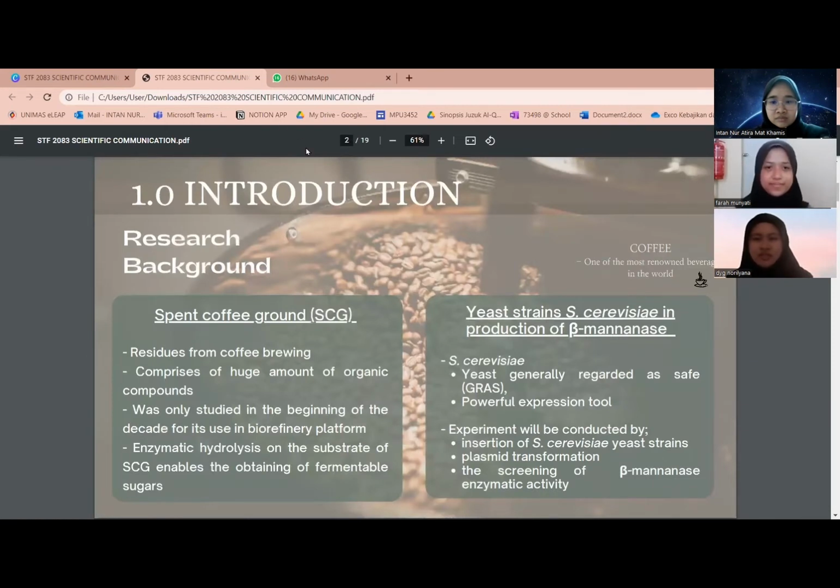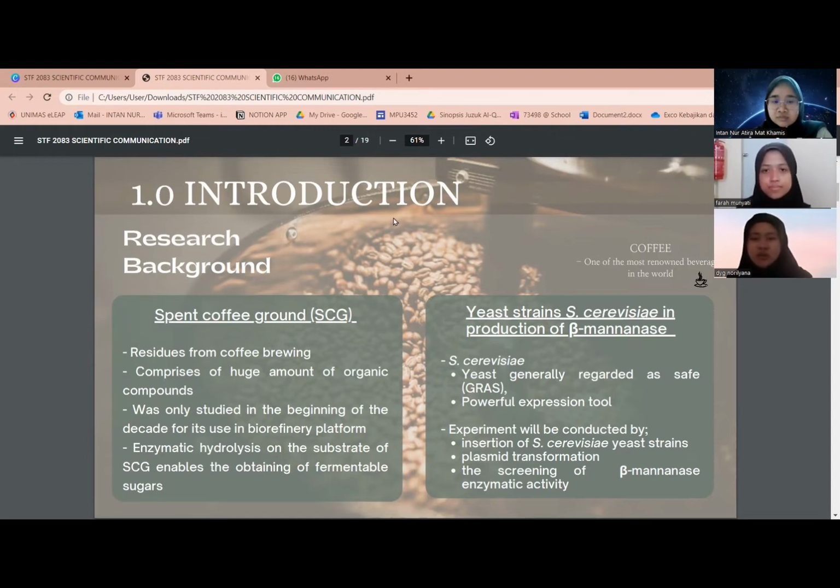Next, to introduce our research proposal, we will be using spent coffee ground as it is the residue from the coffee brewing, and it comprises a huge amount of organic compounds, for example, lignin, fatty acids, hemicellulose, cellulose, and more polysaccharides. But it was only studied in the beginning of the decade for its use in biorefinery platform. Hence, we will be conducting the enzymatic hydrolysis on the substrate of acid G to enable the obtaining of the fermentable sugar.